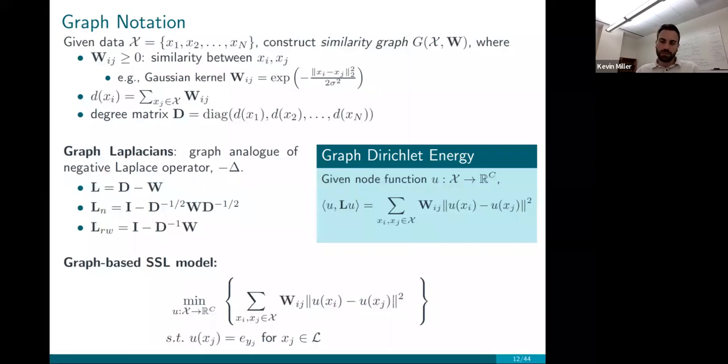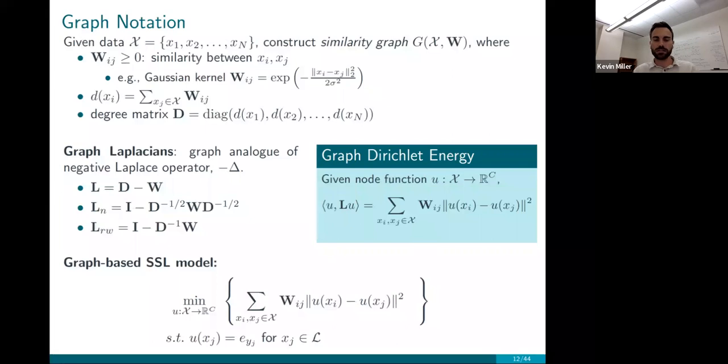And the prototypical one that I'm going to work off of here today is the one that will take the following variational form. This has been referred to as label propagation, harmonic functions model, or Laplace learning. So in this model, we're computing a node function u that minimizes the graph Dirichlet energy term, subject to the constraints that we fix the labeled nodes to be the one-hot encodings of their labels.